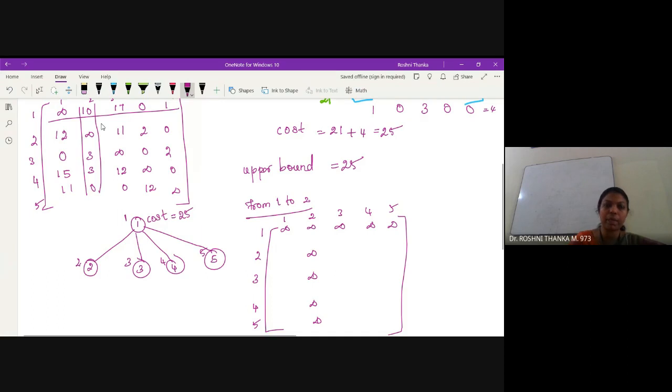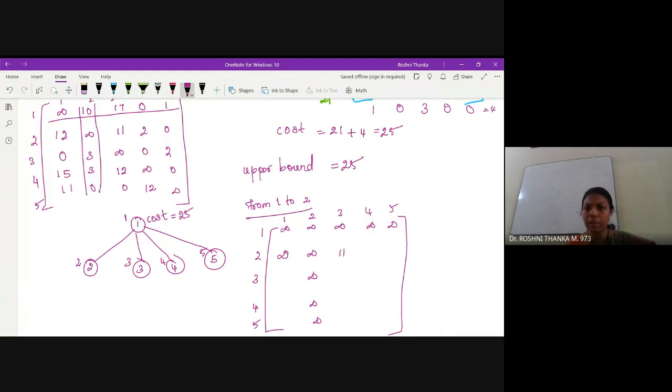As I said, when I move from node number 1 to 2, the first row and the second column are updated as infinity. One more thing you have to remember is when I come from 1 to 2, I will not go from 2 to 1 again, right? So 2 to 1 you have to make infinity as well, because we are visiting from 1 to 2. So the first row and the second column are completely made infinity, and then 2 to 1 will also become infinity. The rest of the values you write as they are.